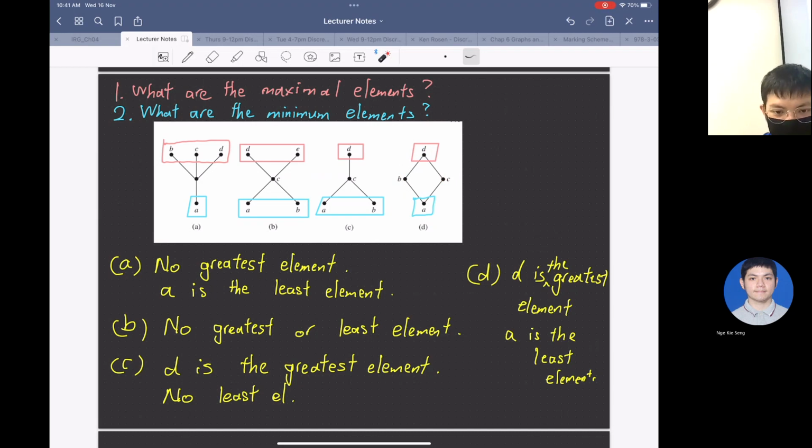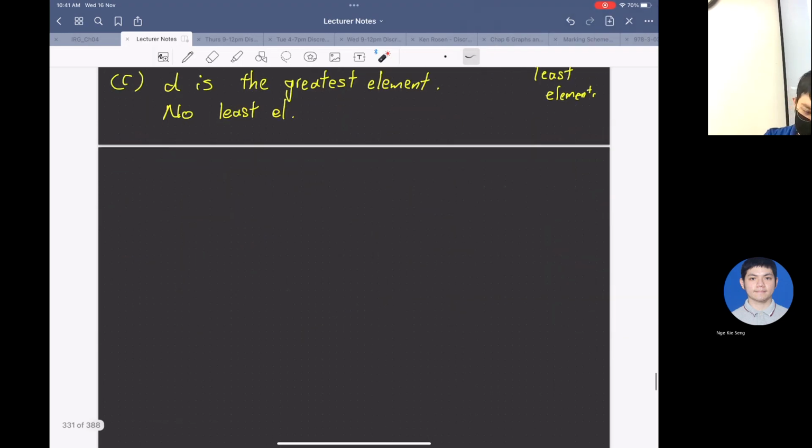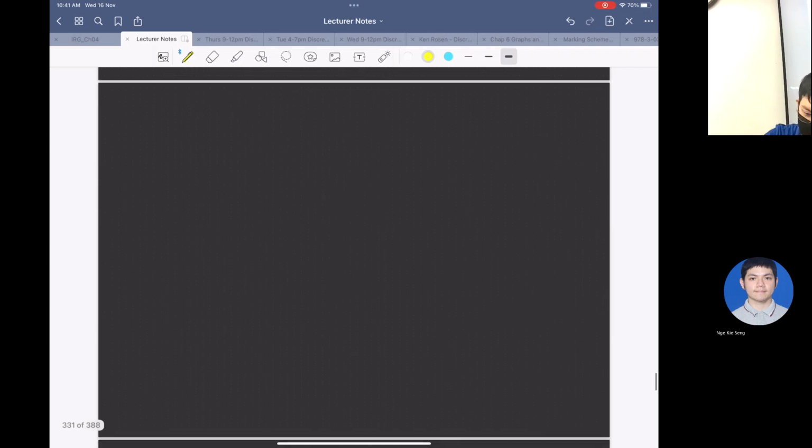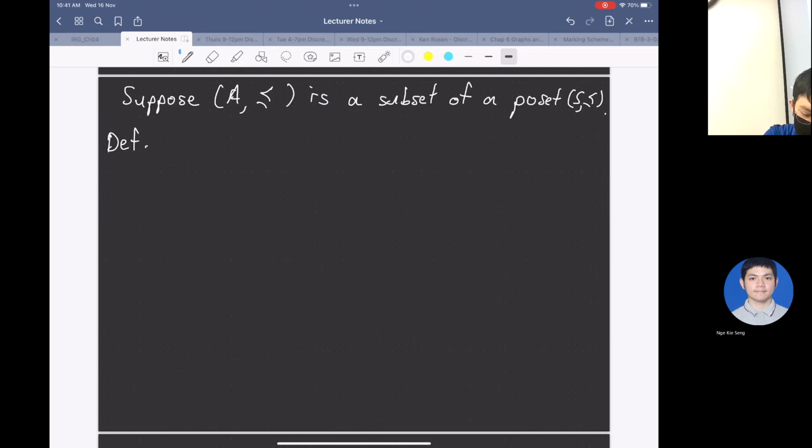Okay, last part for the section. So just now we looked at the whole poset. Now we can look at a subset of the poset. Suppose you have a subset of a poset. Then we can look at a similar concept which we call an upper bound for a subset.